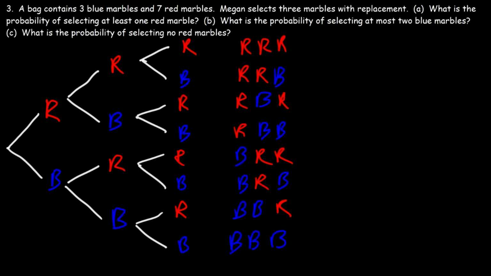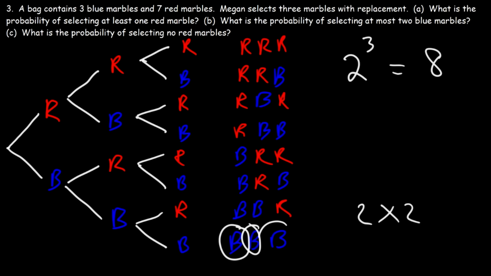And the way you go about calculating that is that we have 2 choices, red or blue, and there's 3 selections. We're choosing 3 marbles. 2 to the third is 8. So in the first selection, there's 2 options, red or blue. In the second selection, 2 options, red or blue. So you multiply by 2. In the third option, there's 2 options, red and blue again. 2 times 2 times 2 is 8. And so that's how we get 8 different outcomes.